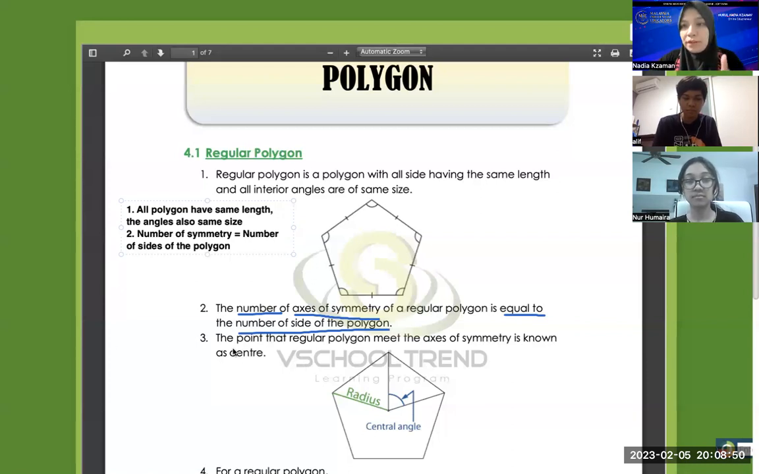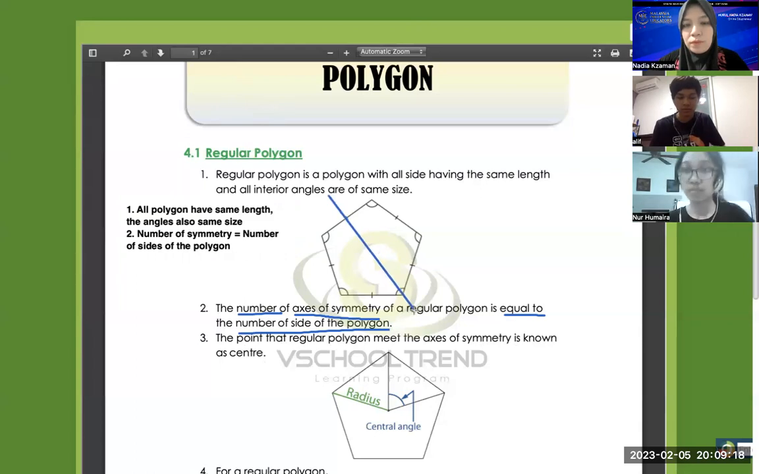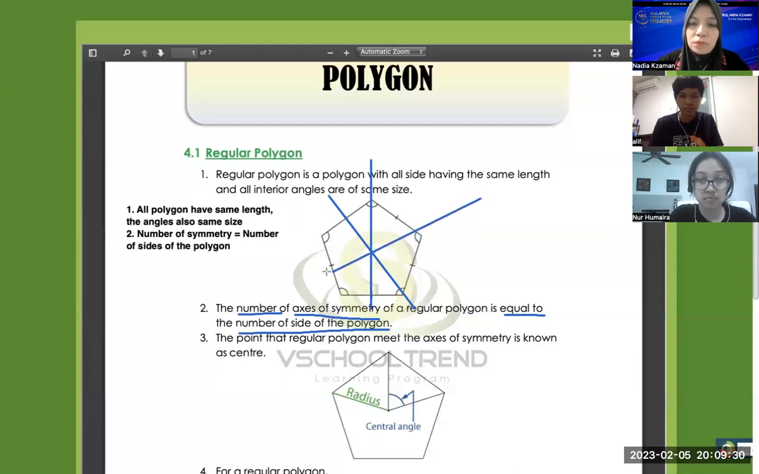So at this point, I understand that both of you understand the concept, right? And then the point where the axes of symmetry of a regular polygon meet is known as the center. For example, like this one. Let's see, we divide it into 2. It goes this way. And then we have another symmetry going this side, and another symmetry.